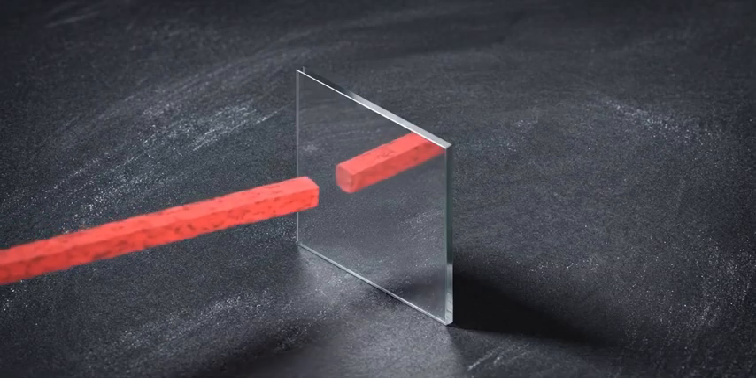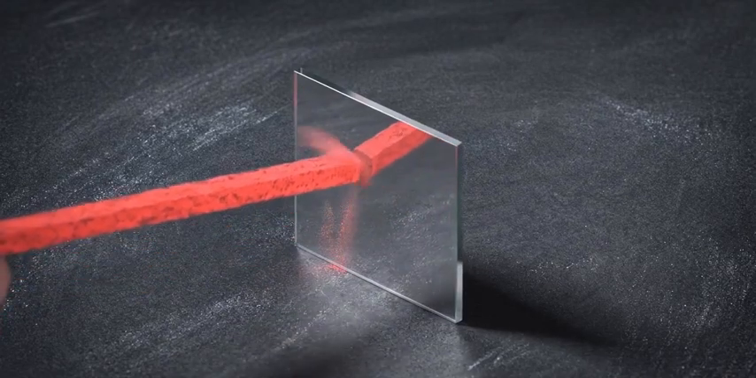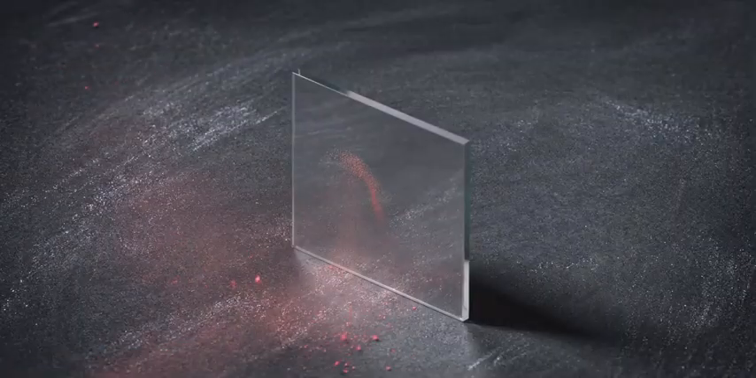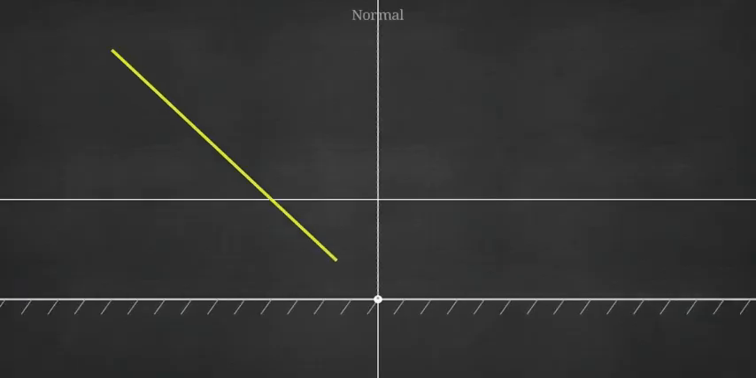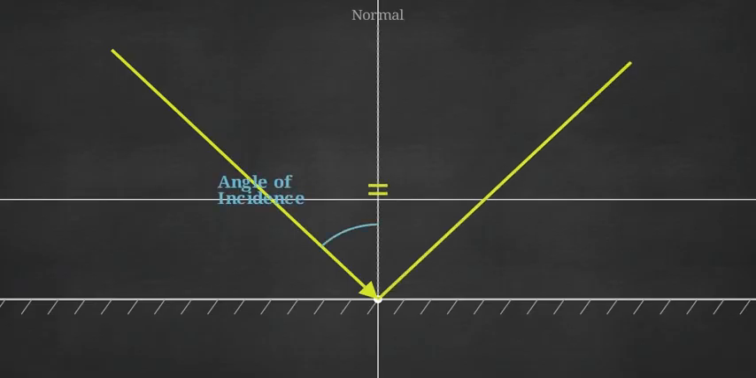Light always moves in a perfectly straight line. Hit a flat mirror and it bounces off with absolute predictability. The rule is simple. The angle at which the light hits the surface, the angle of incidence, is exactly equal to the angle at which it bounces off.